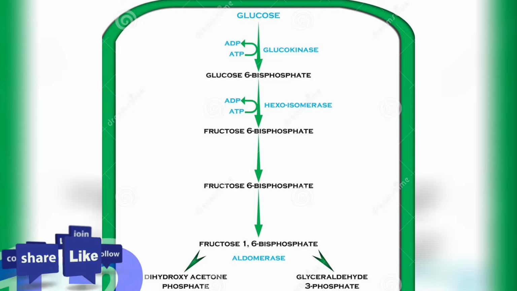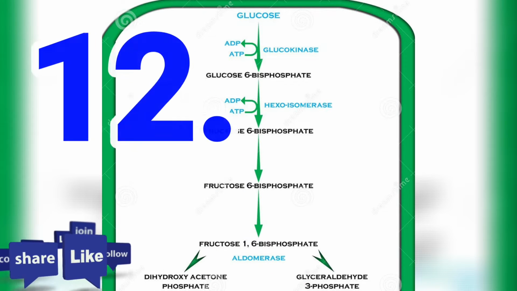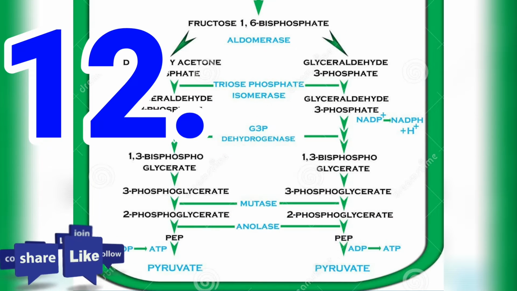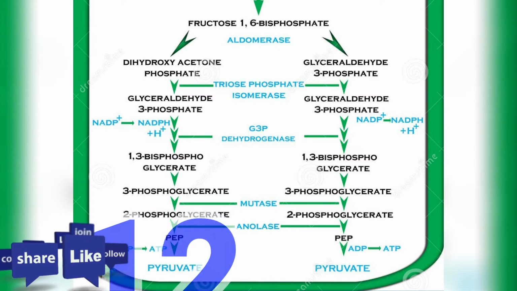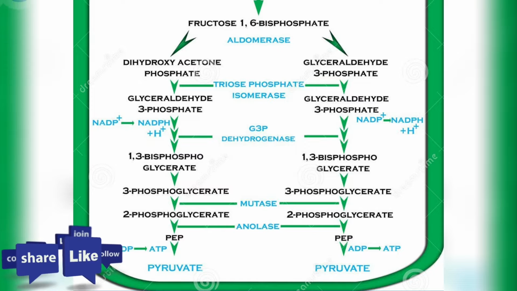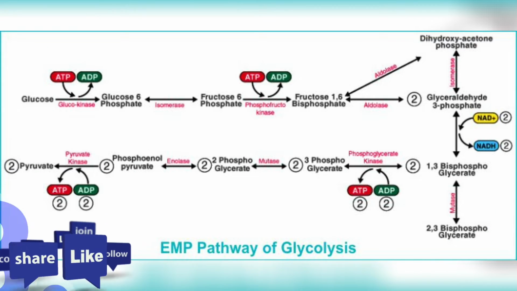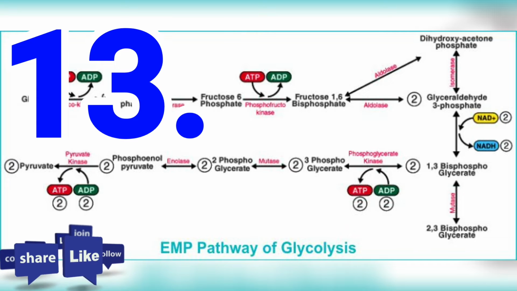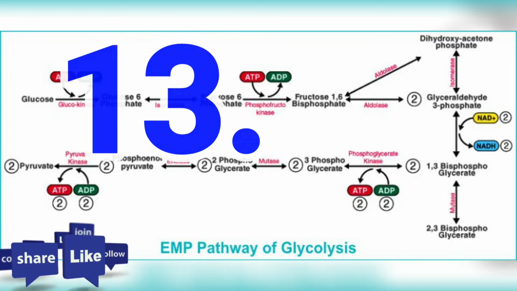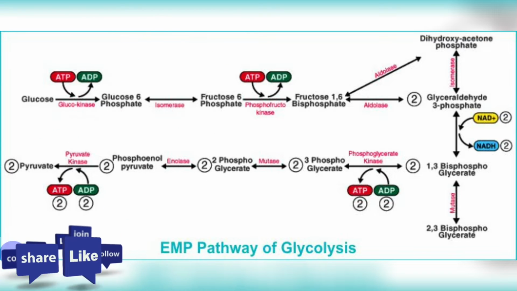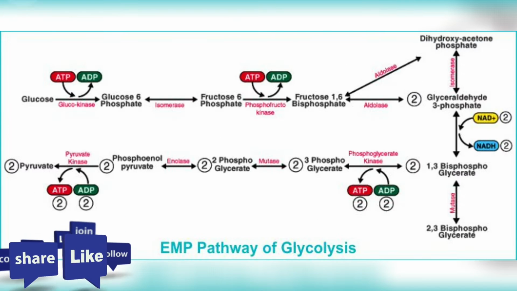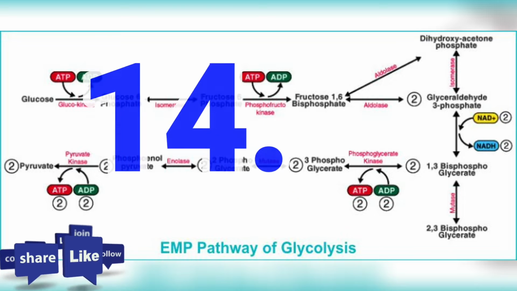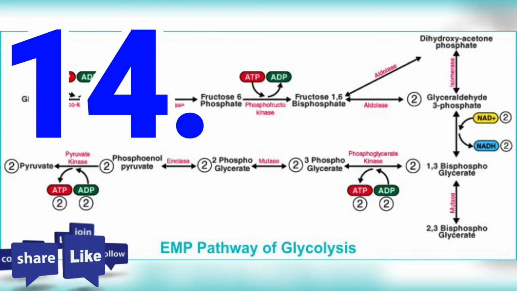Glycolysis is a Greek word in which glyco means sugar and lysis means splitting. So, splitting of sugar is known as glycolysis. It is also called the EMP pathway. E stands for Embden, M stands for Meyerhof, and P stands for Parnas. The EMP pathway is the process of glucose catabolism. It occurs in the cytoplasm of living cells.